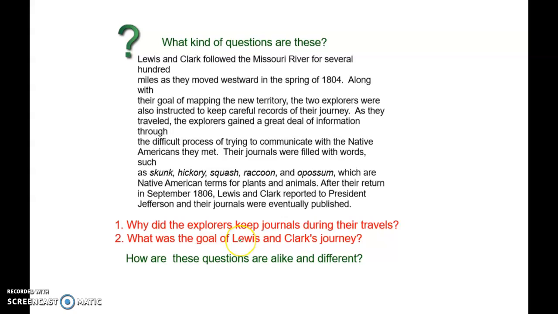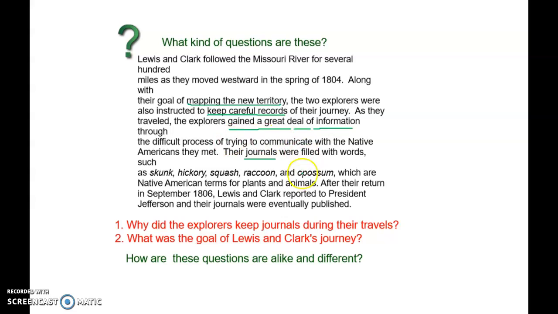Why did the explorers keep journals during their travels? Well, I'm looking for journals, and let me see. They were expected to map the new territory, keep careful records, and they gained a great deal of information. So all that would lead me to believe that all of this information was what they needed, so they put it into journals so that they didn't have to remember all of it.